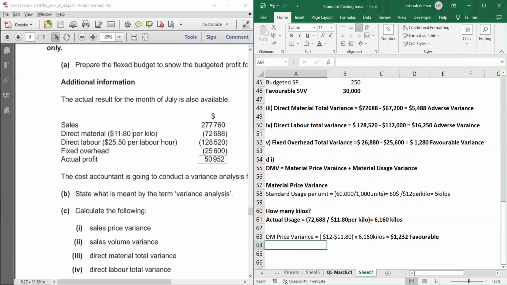Then we have to calculate the direct material usage variance. For that, see, in actual, how many kilos we have used? 6160 kilos. And for budgeted, how many? 5 kilos per unit into actual units. We always take the actual units. So in actual, we used 6160 kilos and we budgeted 5 kilos per unit into 1120 actual units.